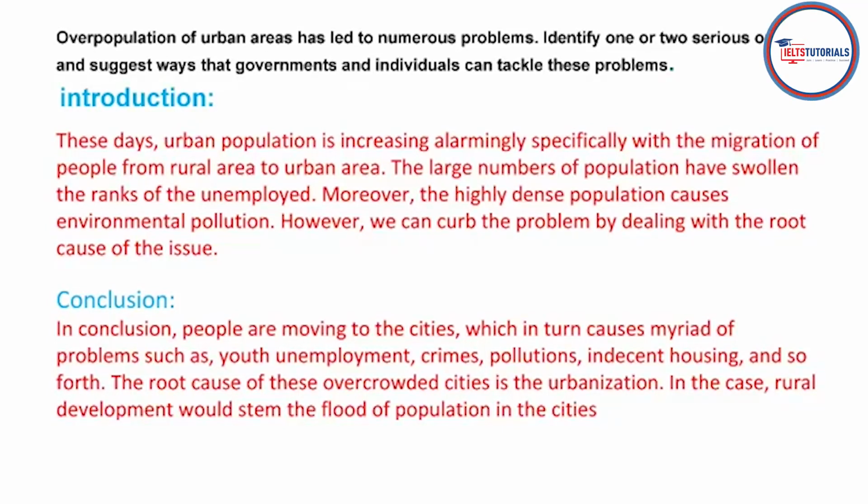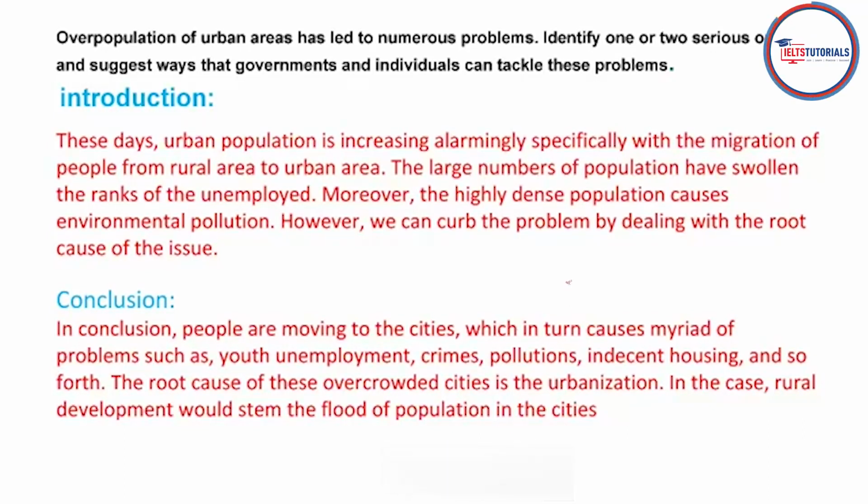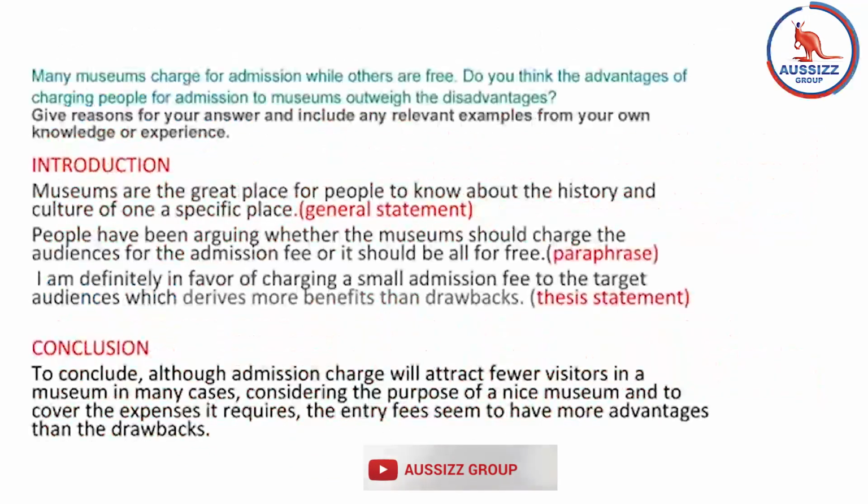So these are the root causes, and the solution is, if we can directly solve the root cause, so that we can create employment in the rural areas, and we can provide basic facilities so that they cannot migrate here. In this way you can go with it.